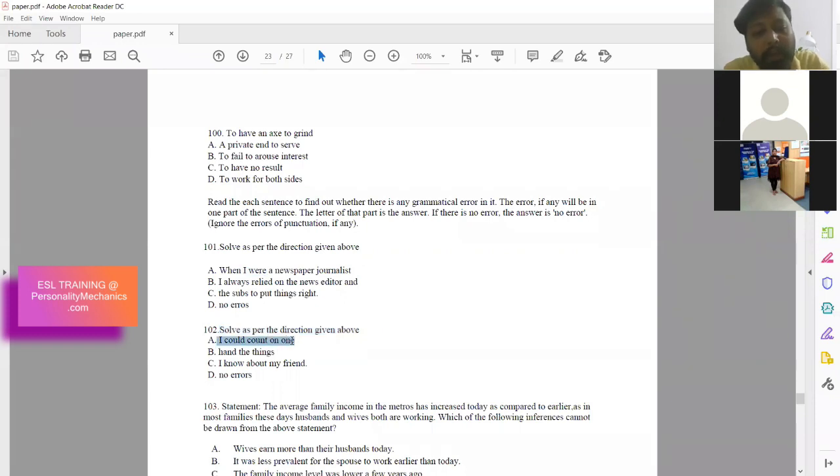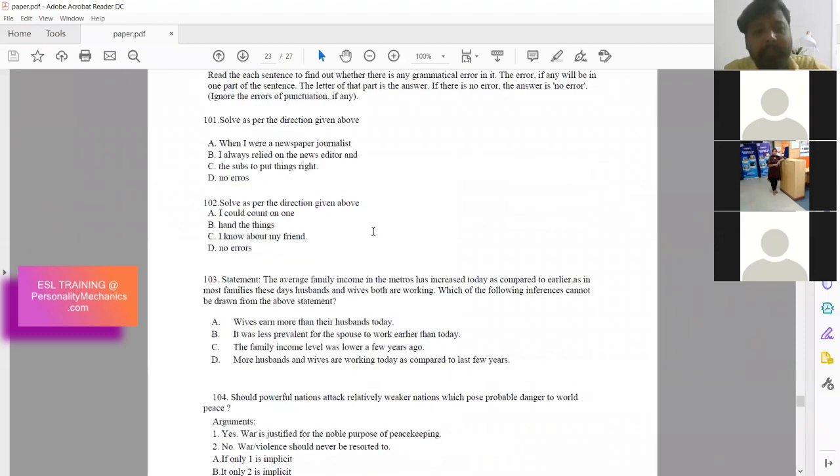Next is 102, solve as per the directions given above. I could count on one hand the things I know about my friend. The error is in the first part: I could tells you that this is an event that has happened in the past, right? I can is a present thing. I could is a past event. So it should be: I could count on one hand the things I knew about my friend.